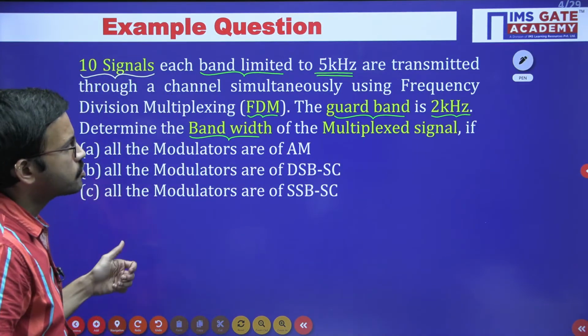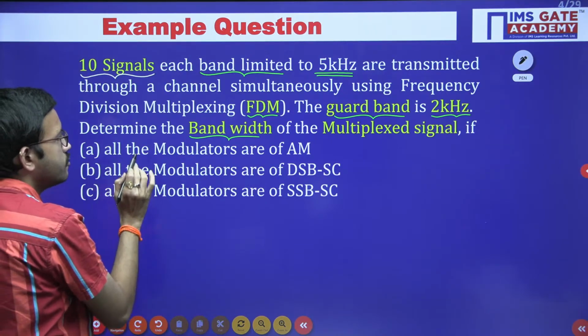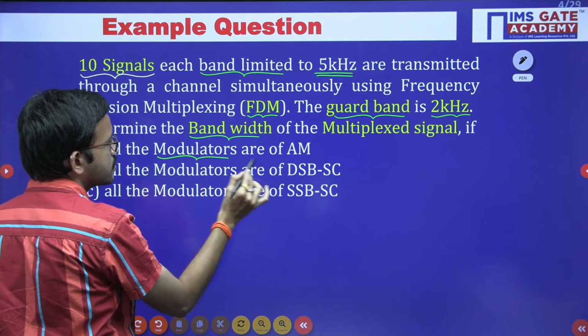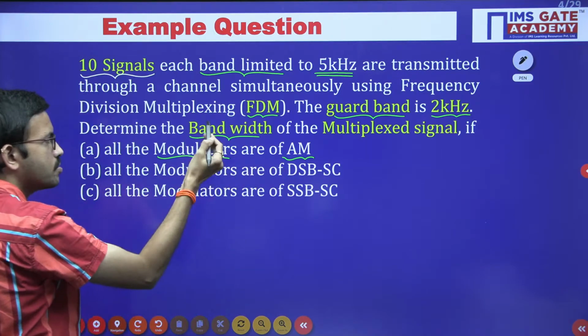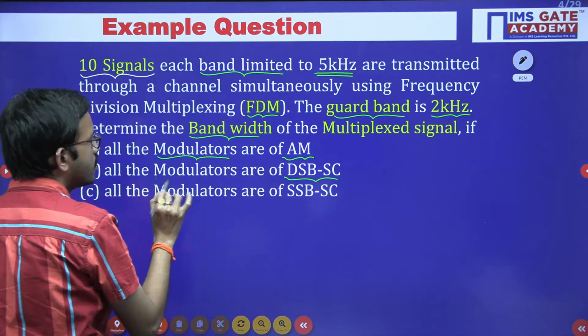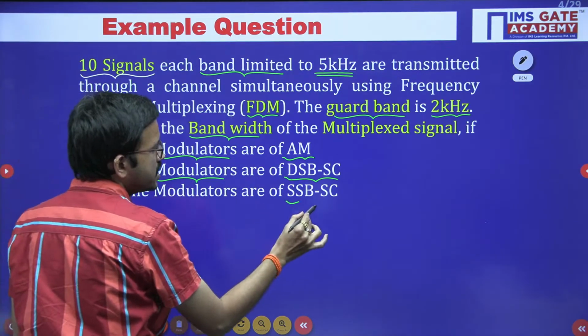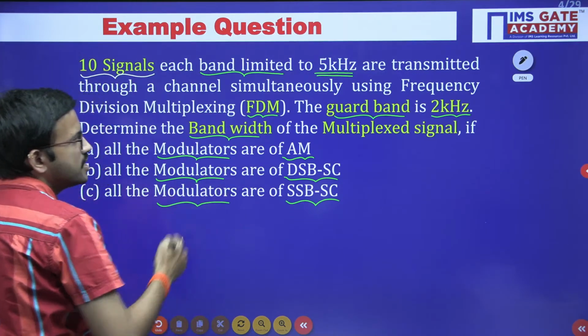Here we have to solve this question in 3 cases. In case A, if you are using AM modulators, what will be the bandwidth? Case B, if you are using DSBSC modulators, what will be the bandwidth? Similarly, case C, if you are using SSBSC modulators, what will be the bandwidth?